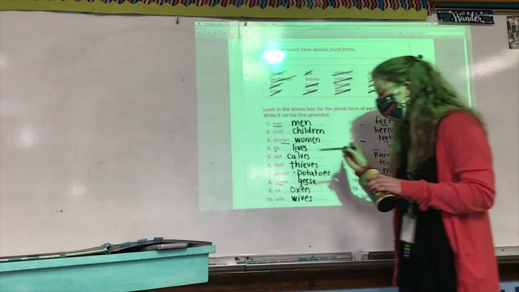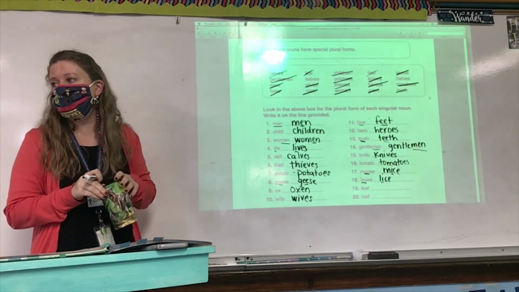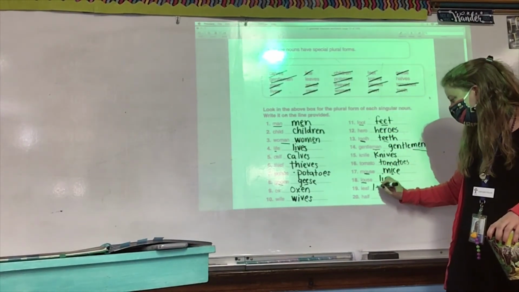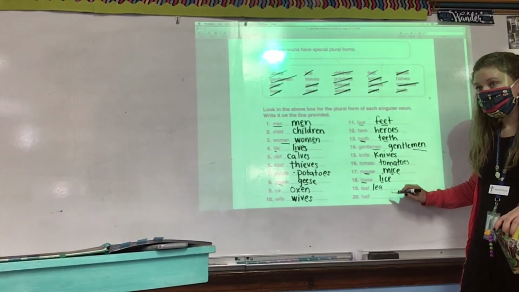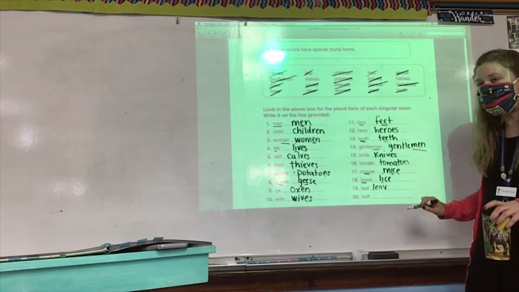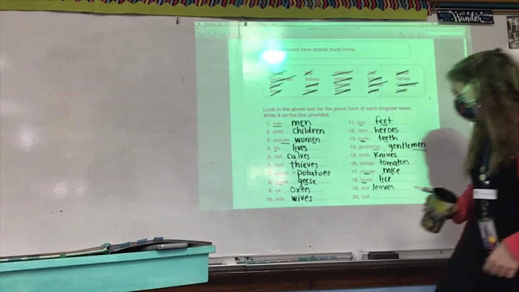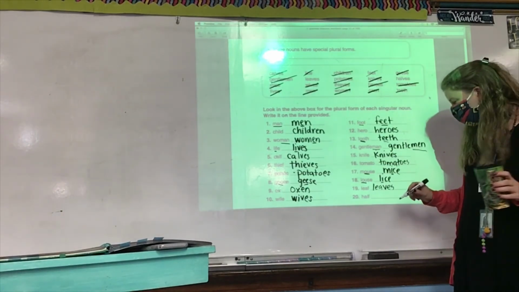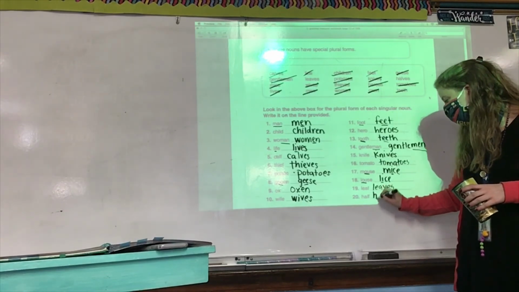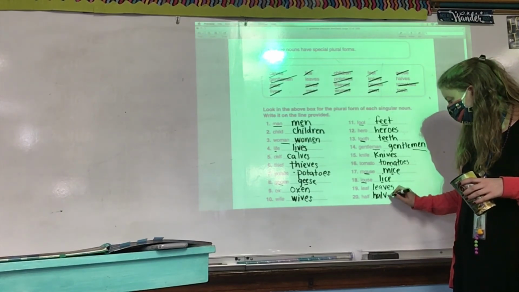Okay, number 19, leaf. Kingston. We don't have 6 leaves. We have 6 leaves because it follows that F rule where the F becomes what? The F becomes what? And then we add ES. Last one. Number 20, half. Smith. Halves. Halves because the F becomes a V, and then we add ES.